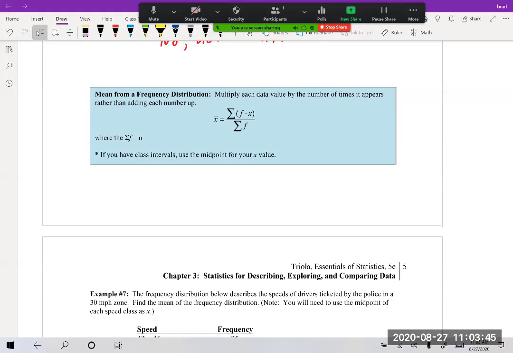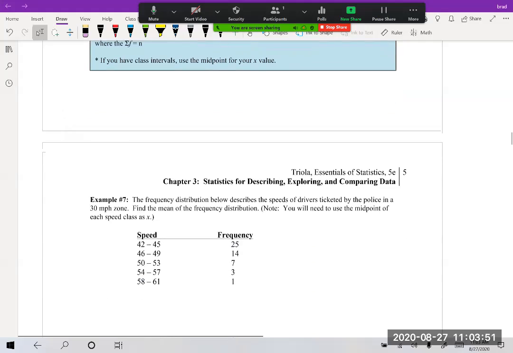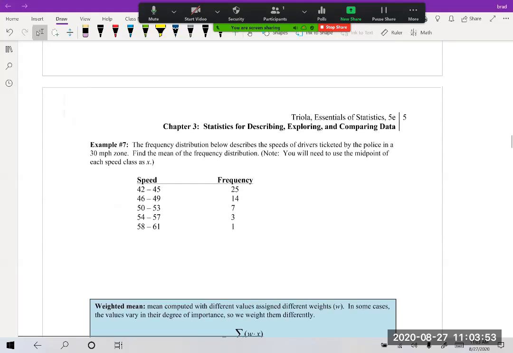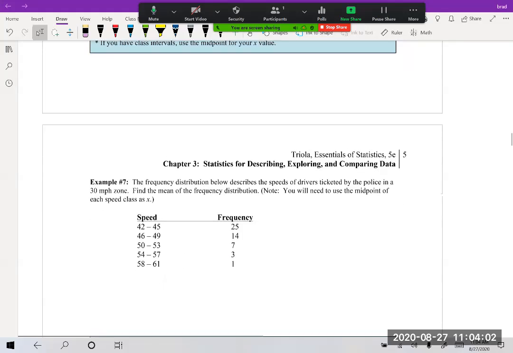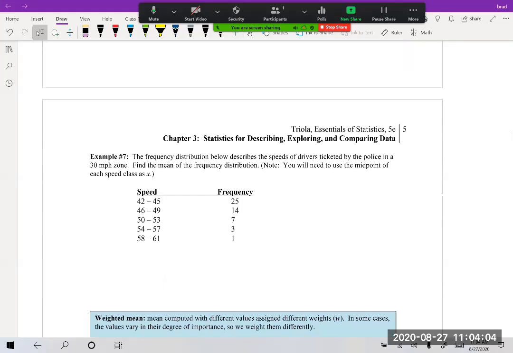Mean from a frequency distribution. Okay, so if you're given a frequency distribution with intervals, that becomes a problem, because if you think about it, you don't actually know. Right here, it says the frequency distribution below describes the speed of drivers ticketed by police in a 30-mile-per-hour zone. Find the mean of the frequency distribution.